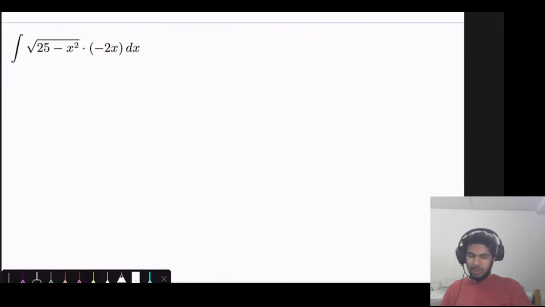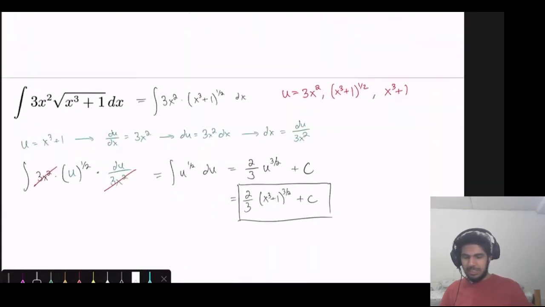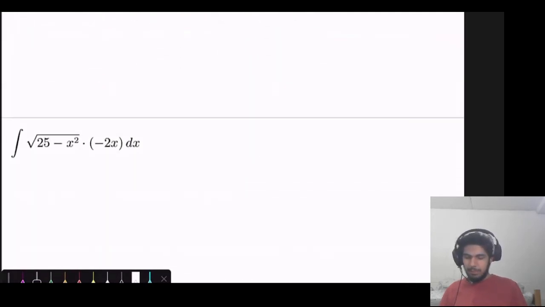The integral of the square root of 25 minus x squared times negative 2x dx. Well, this looks kind of similar to what we did here, where we had a square root term, and the derivative of the inside kind of appears outside there. Same thing here. The derivative of that is negative 2x, and that's right there.